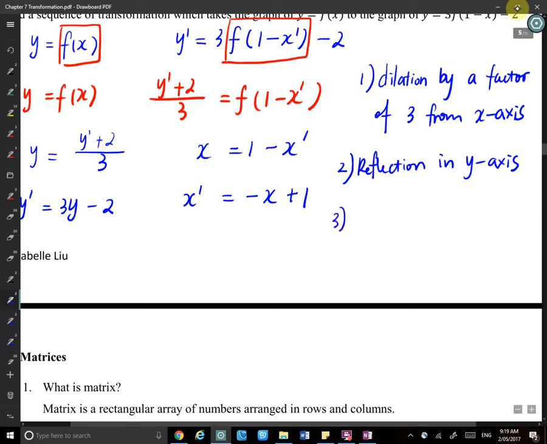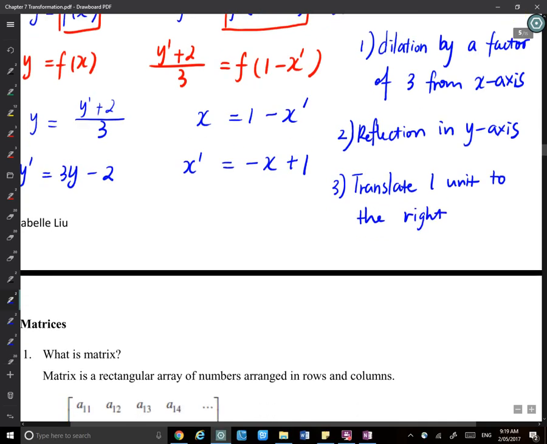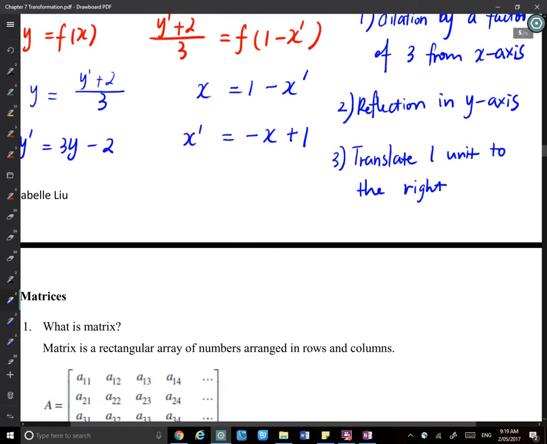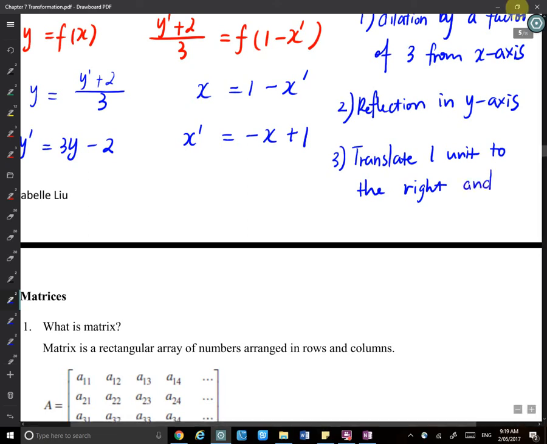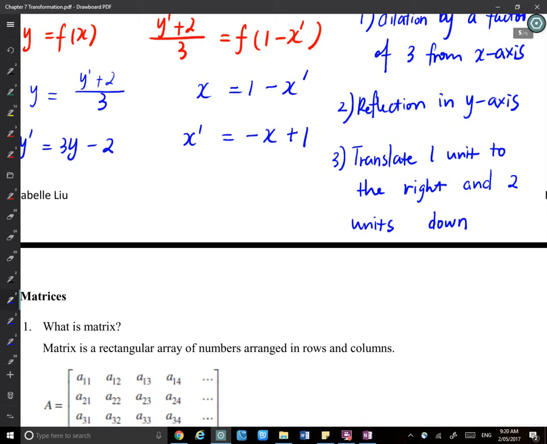And then translation. Translate 1 unit to the right, since it's x plus 1. And 2 units down. Move 2 units down. You can say it together: translate 1 unit to the right and then 2 units down from the y side.